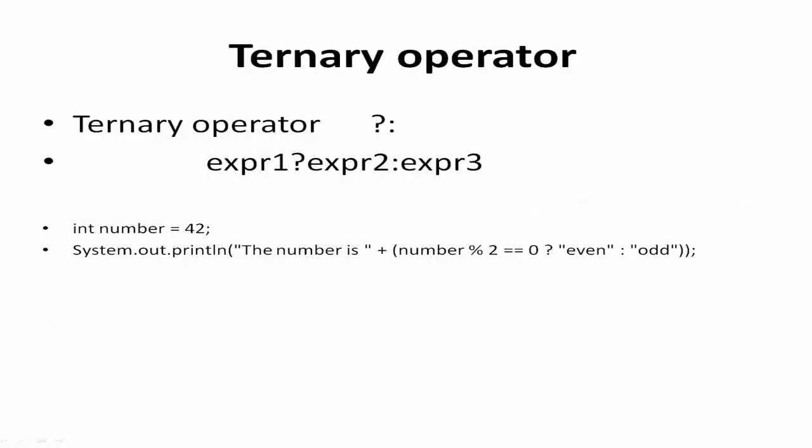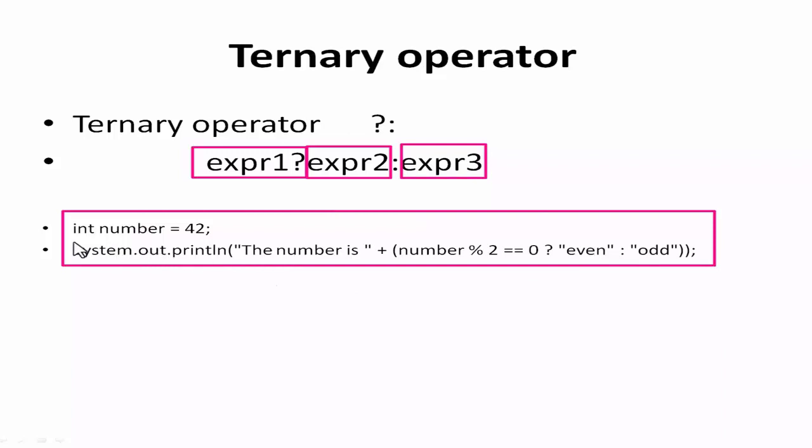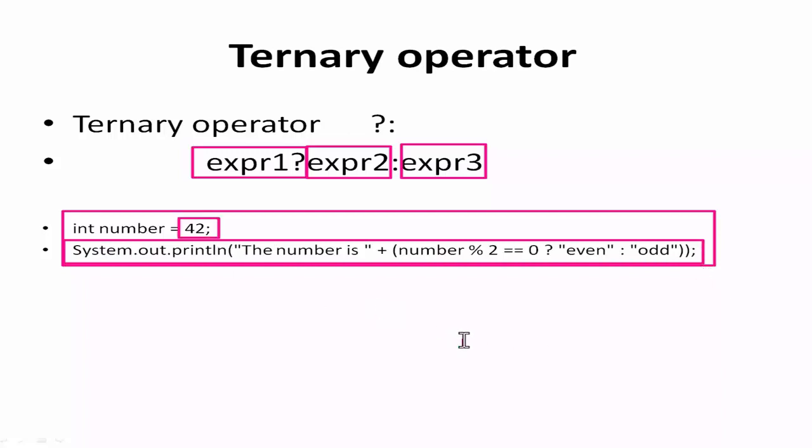Next one is ternary operator. The ternary operator is used basically whenever you would write, for example, an if else statement. Here expression 1 checks the condition. If true, expression 2 will be evaluated, else expression 3. For example, consider the number equal to 42. Within System.out.println, in a single line you can print whether the number 42 is odd or even. 42 will be divided by 2, and we check whether the remainder is equal to 0.